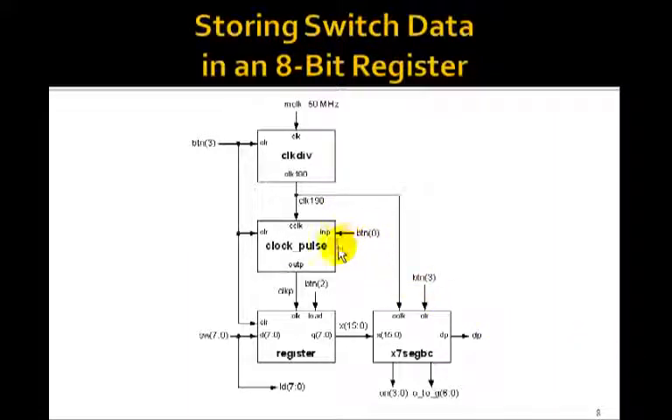So you can press button 0 all you want, generating clock pulses. Nothing will change on the 7-segment display until you press button 2. When you press button 2, load goes high, and then the switch settings connected to D will get latched into Q, and that result will then get displayed on the 7-segment display. So you should download this top-level design into your board and check it out.